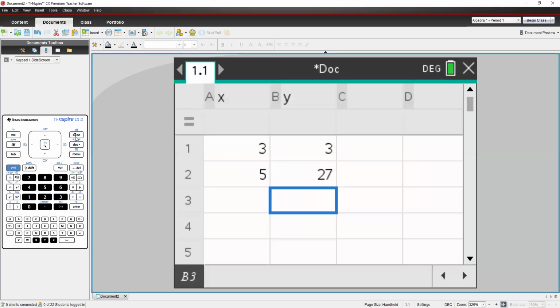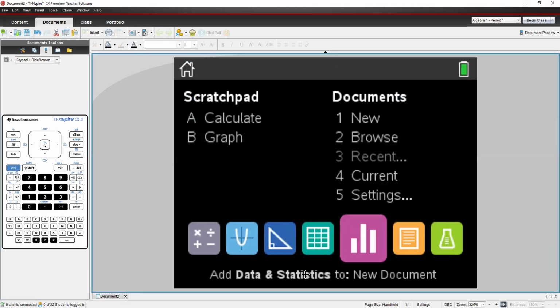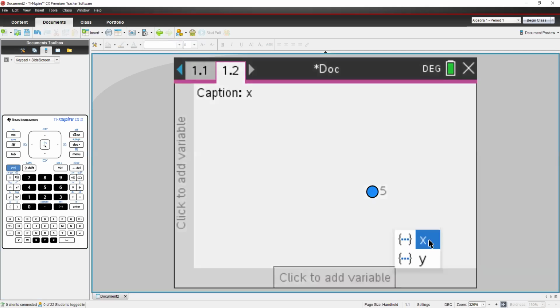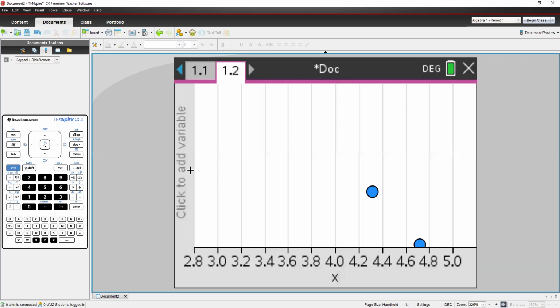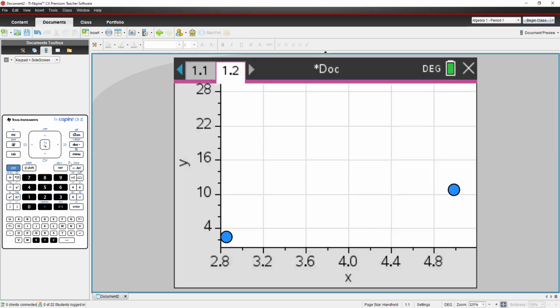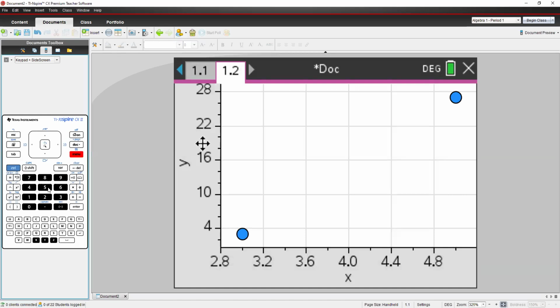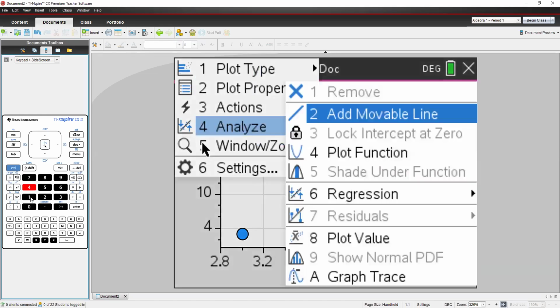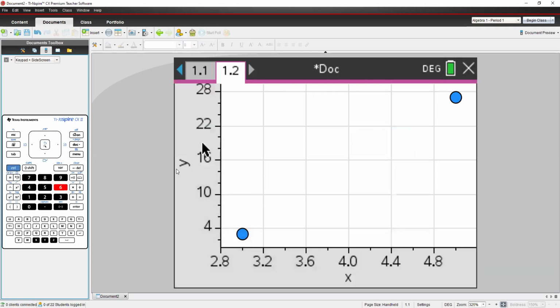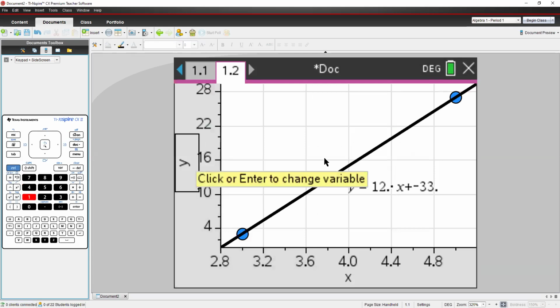Just like we would normally do, I'd go to the data and statistics page. Down here, I would put X. Over here, I would put Y. And then I'm just going to do menu 461, and whatever the slope is, that's the average rate of change. Slope and average rate of change are the same.